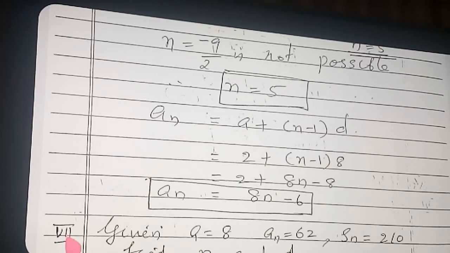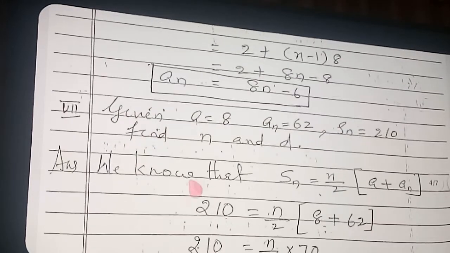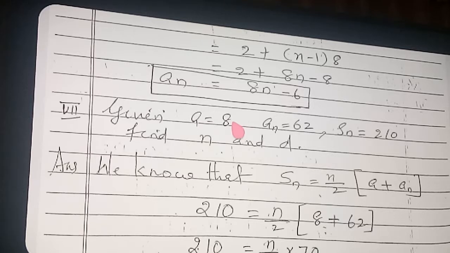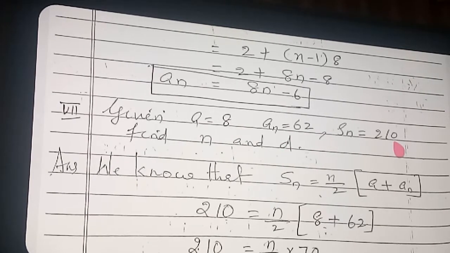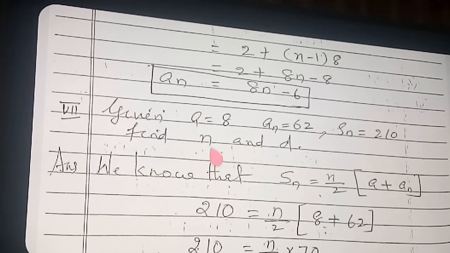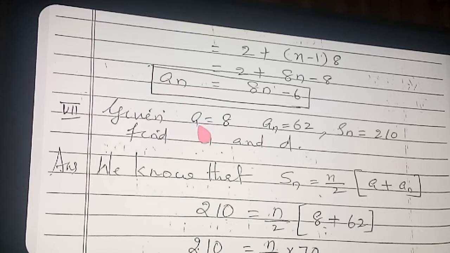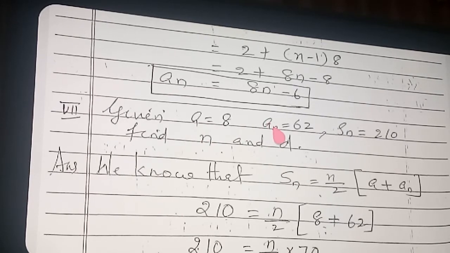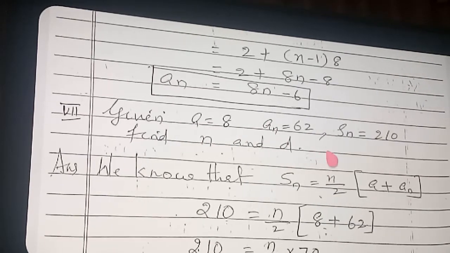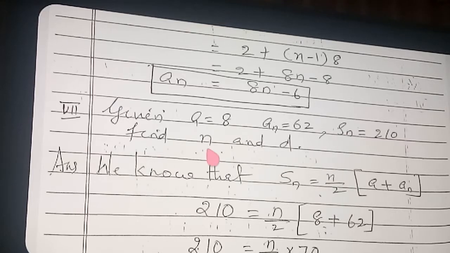Now question number 7. Given a is equal to 8, an is equal to 62, Sn is equal to 210, find the value of n and d. So here you see, listen to the question: Sn is given, first term known, last term known. So which formula will we apply first? Think suddenly. You want to find the value of n.